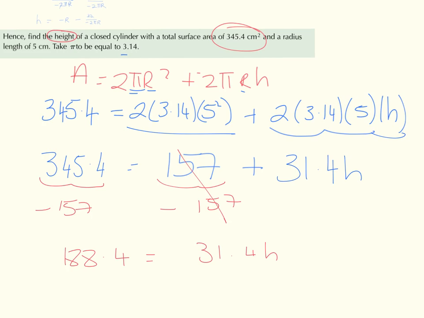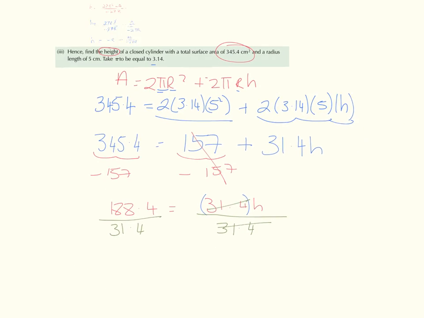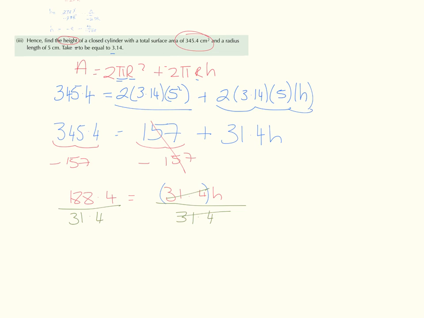31.4h. We do not want 31.4h, we want h on its own. But again, because it's all attached, the only way I can get rid of a 31.4 multiplied by h is if I divide by 31.4. But what I do to one side, I must also do to the other. So my multiplied by 31.4 and my divide by 31.4, they're gone. And I'm now left with dealing on the left-hand side, 188.4 divided by 31.4, and I got 6. Which means the h is equal to 6, or the height is equal to 6.